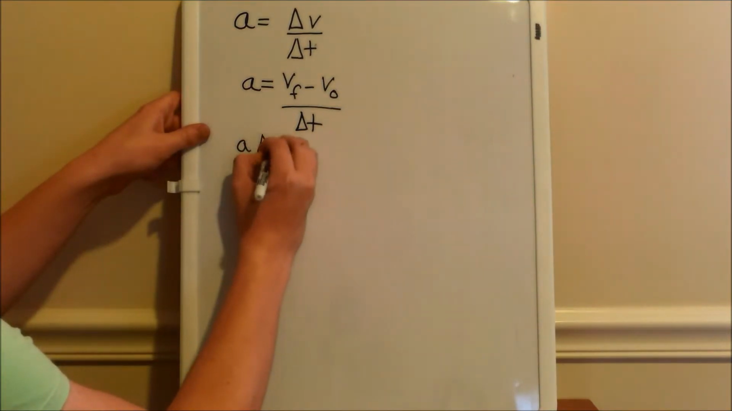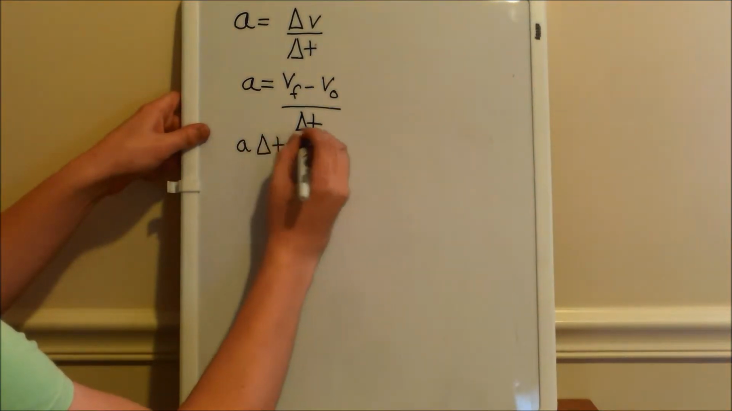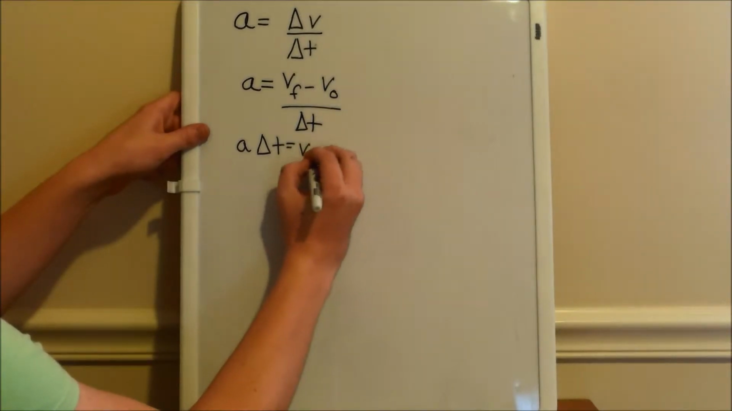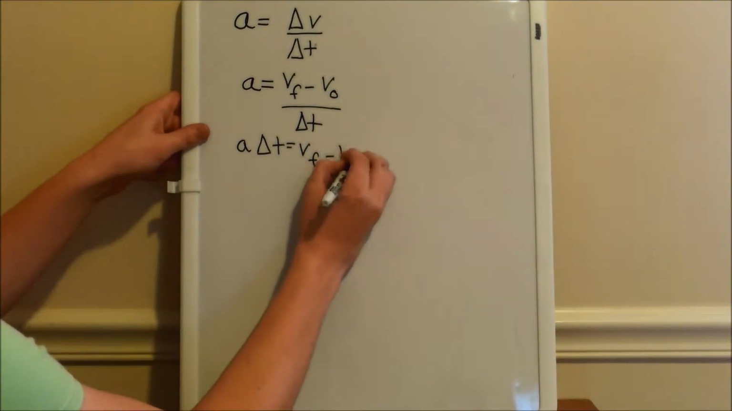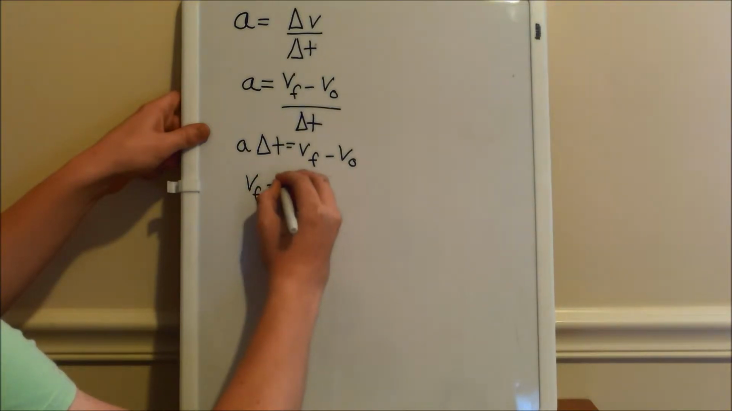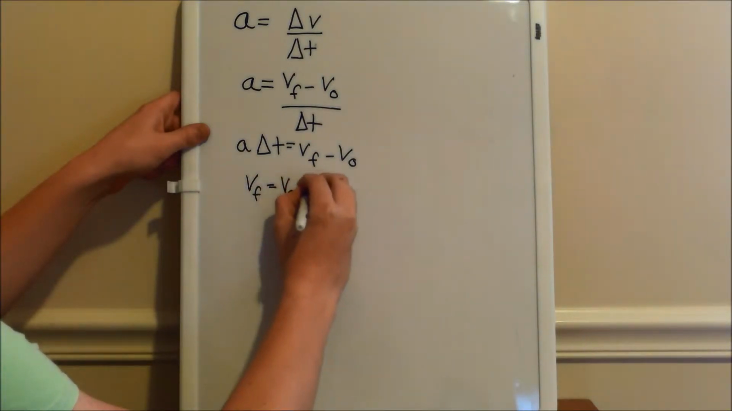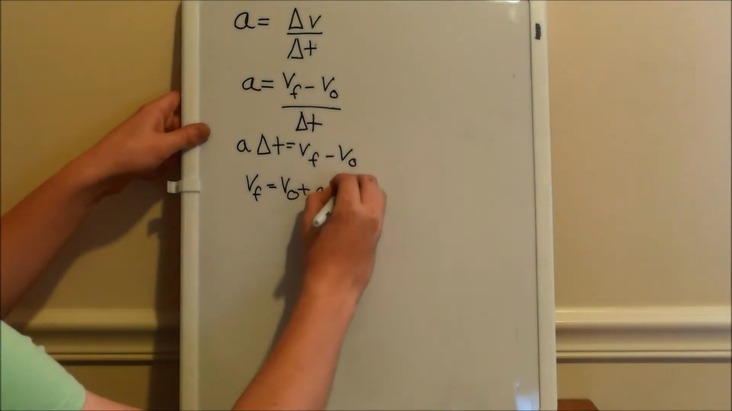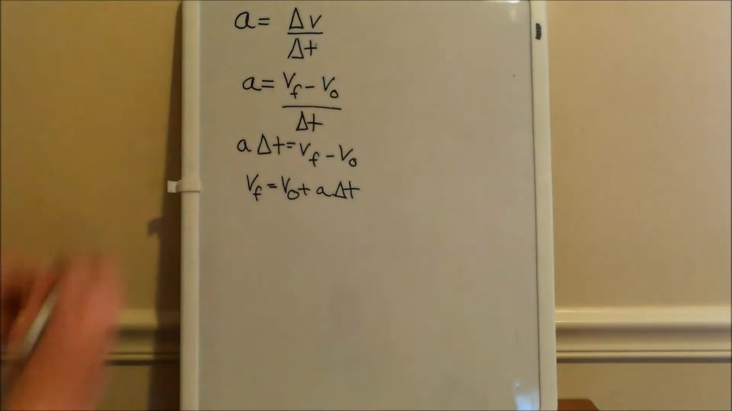Now, all I'm going to do is rewrite the equation with final velocity on one side and everything else on the other. And what I'm going to end up with is final velocity equals initial velocity plus acceleration times change in time. This equation is not difficult to use and is extremely useful, but it's important to understand where the equation comes from in order to use it down the road.